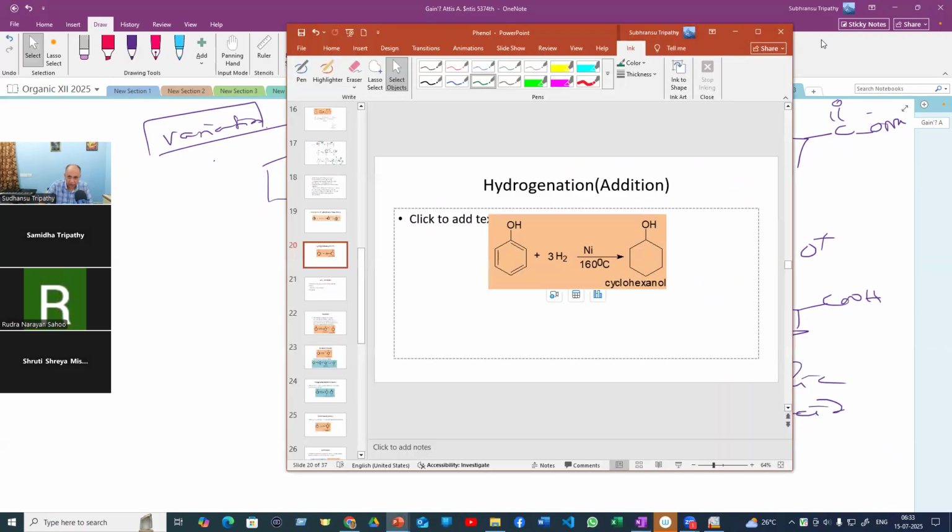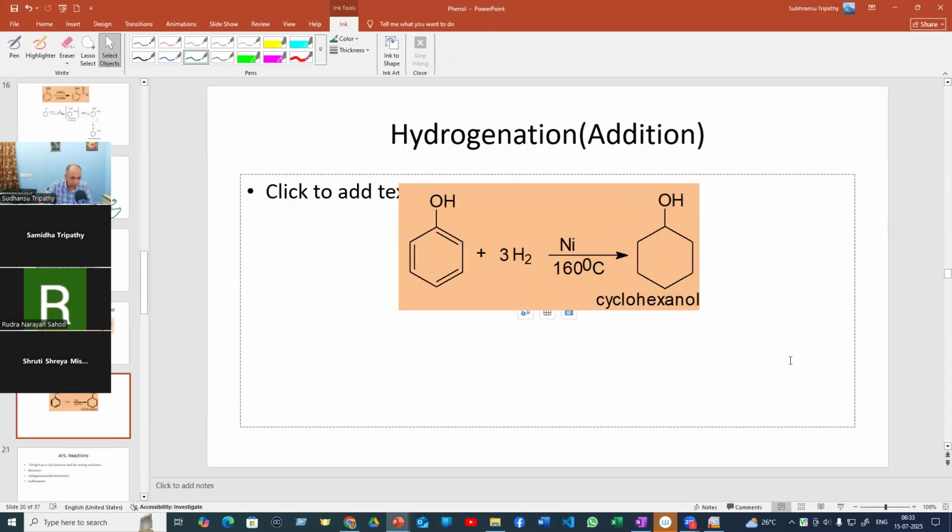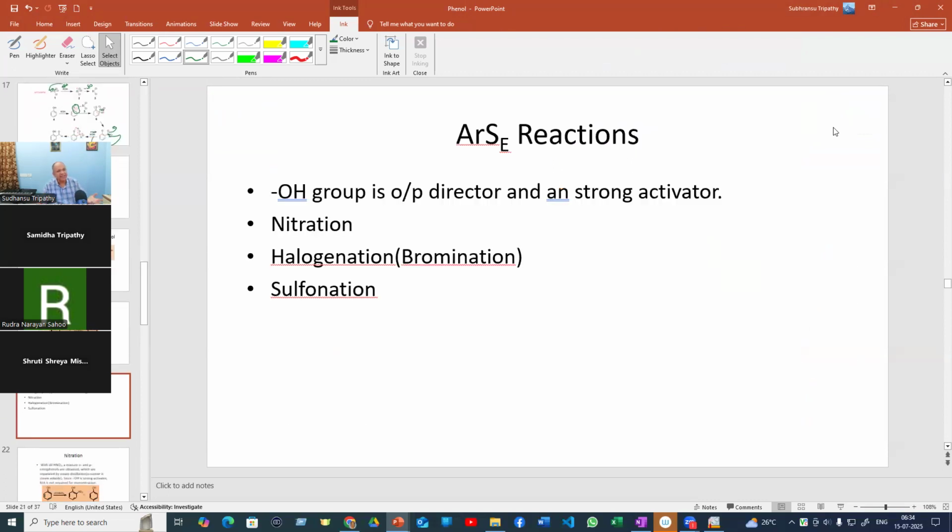Now this you will be writing at home. Here this is hydrogenation, just like we found that the double bonds are being saturated. So the aromatic property is destroyed and it becomes cyclohexanol, with hydrogen, nickel or palladium or platinum and heat. Hydrogenation occurs. And these are simple because we already know the OH group is a very strong activator. It activates the ring with resonance.